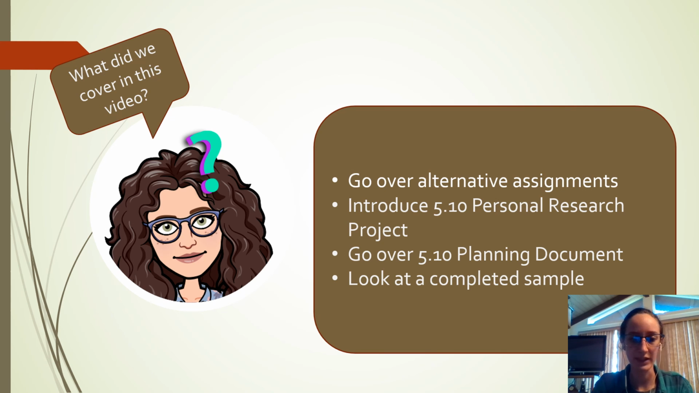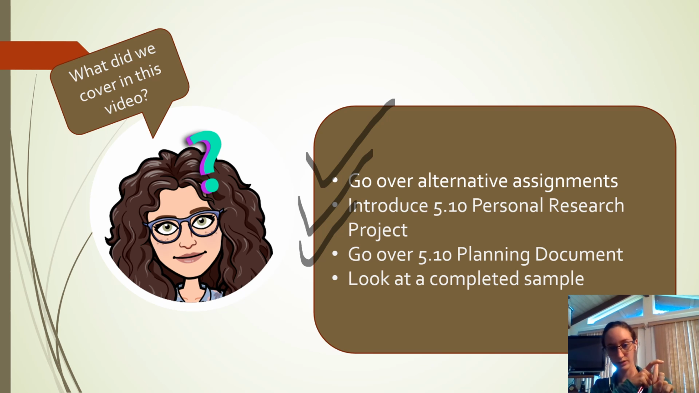Alrighty, so let's see if we covered all of the things that we needed to cover today. So we went over alternative assignments. You can get them at informative.com. We introduced the 5.10 personal research project. That's your PowerPoint. We went over the planning document. That's the table. So remember, you think of what event you want to talk about, you write about it, you then go and find a current event on Google, and then you save the source. Ta-da! And we looked at a completed sample. So we did everything we needed to do today.